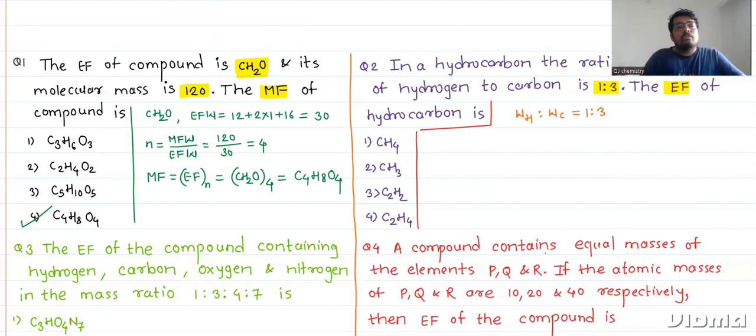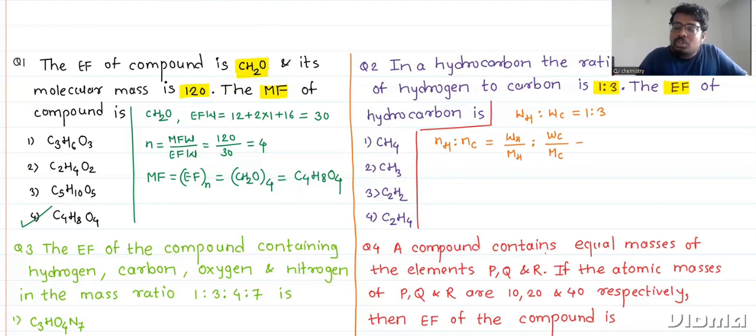Now to write the empirical formula or molecular formula, what is required? A mole ratio is needed, right? So let us find the mole ratio of hydrogen to carbon. Now we know the formula of moles. Moles is equal to weight of hydrogen divided by molar mass, or you can take atomic mass here for hydrogen, is to weight of carbon divided by atomic mass of carbon, right?